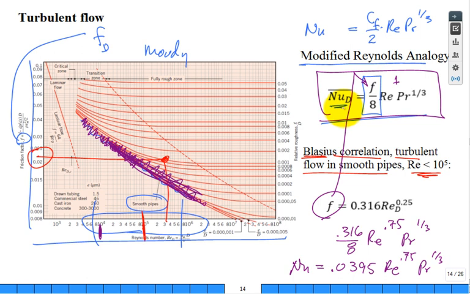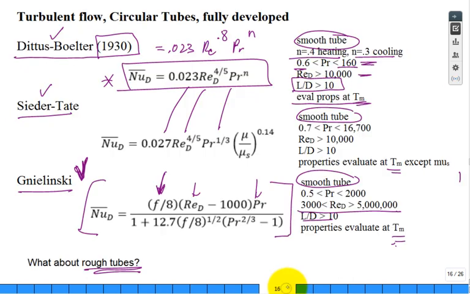That'll work too. Just go back to the modified Reynolds analogy, get the friction factor off the Moody diagram and go that way. I think in one problem they say to use this correlation to avoid the ambiguity. Just use this correlation for a rough tube.